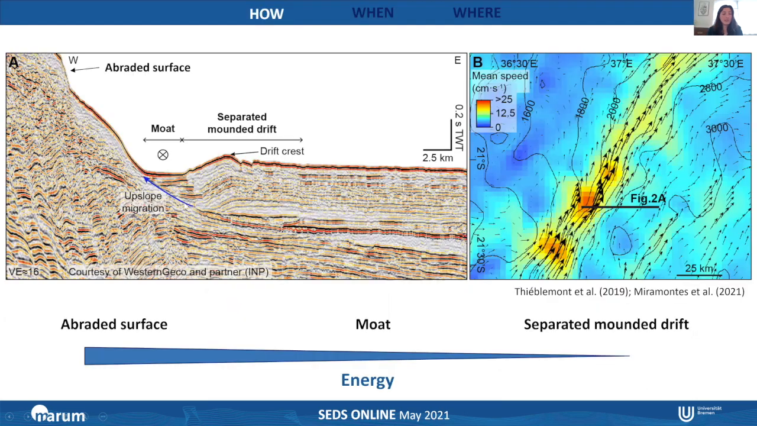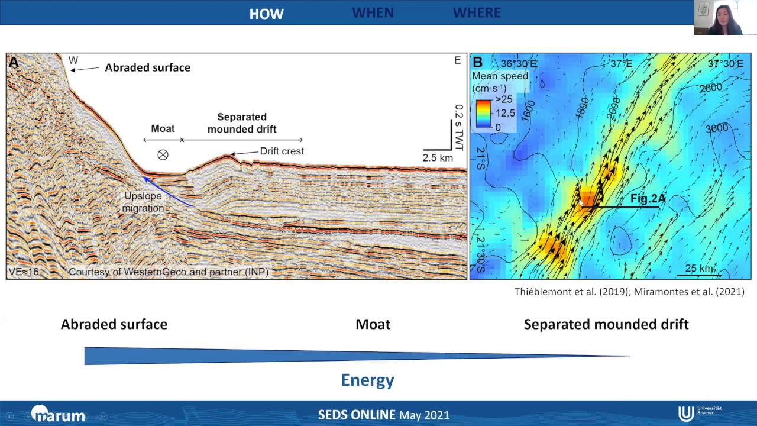So here is another example of the same pattern from the Mozambique Channel. This is the lower slope of the Mozambique Channel and of the Mozambican slope. And here there is a moat and separate mounded drifts on the right. And here you have, in the same area, model bottom currents. This is the average, the mean speed.